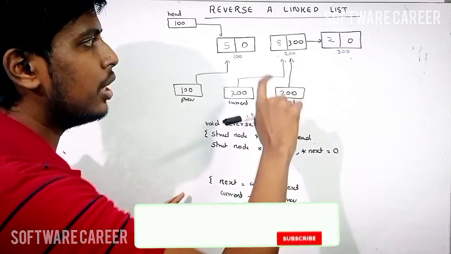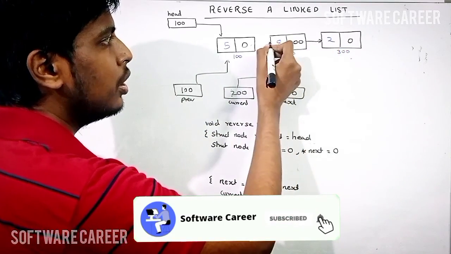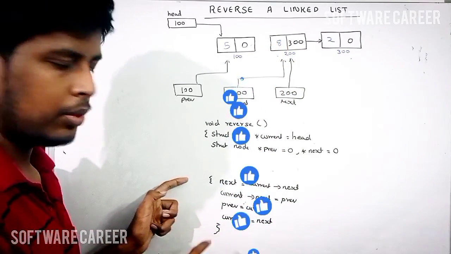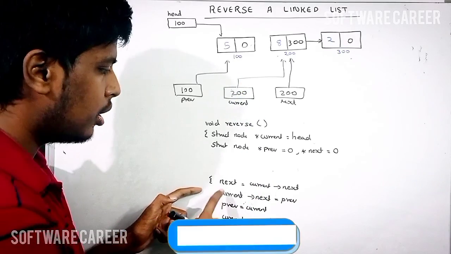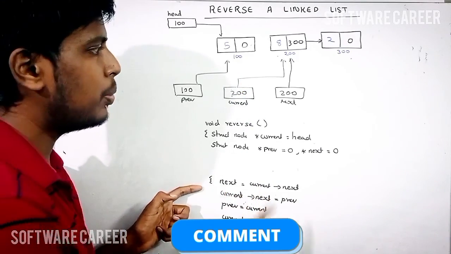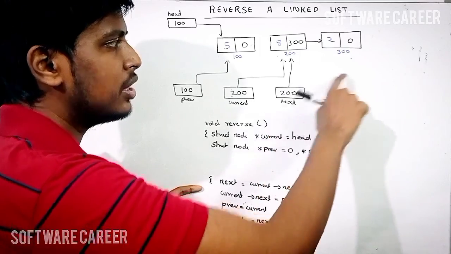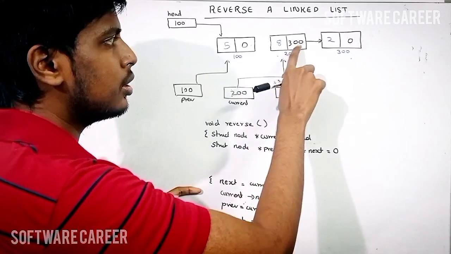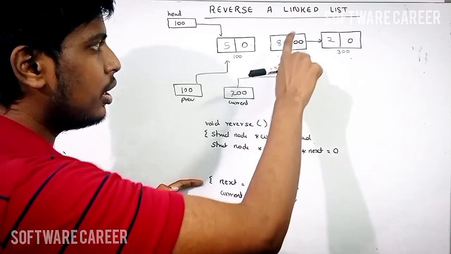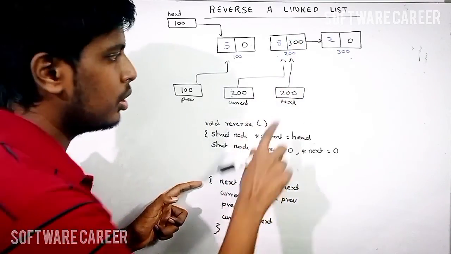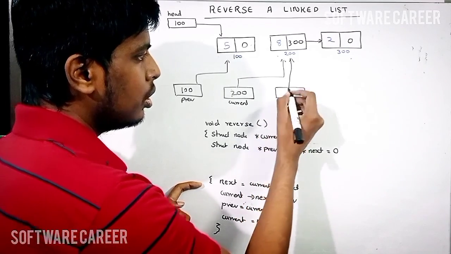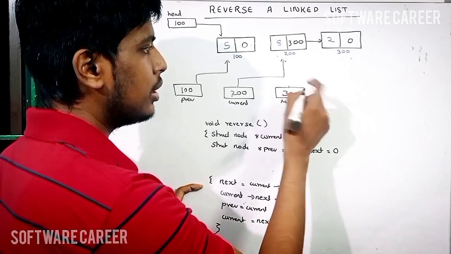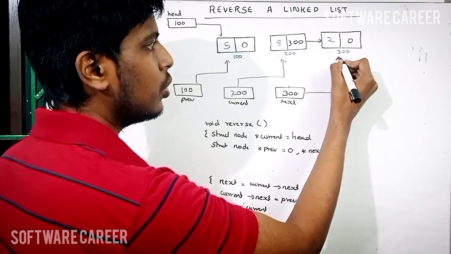Like this you should reverse the second node also. This is in forward direction. You should put the arrow here. How to do it? So go through the steps again. Now next equals to current next. That means you are moving the next pointer one step ahead. So what is current next? Current is 200. 200 next is this part, 300. So the 300 is put on the next pointer. So I am storing 300 here. So this link gets cancelled and this next pointer is pointing to the third node.